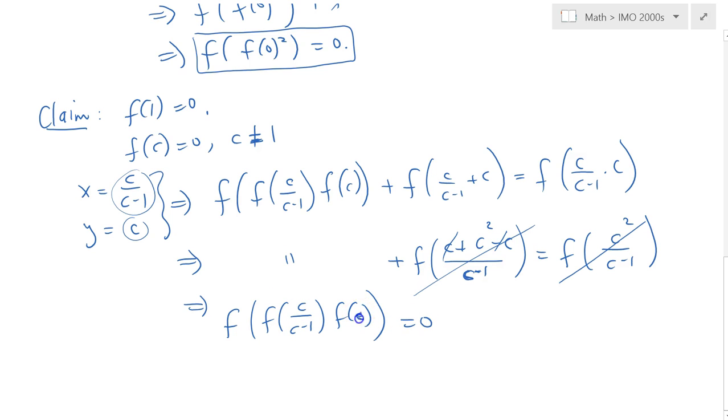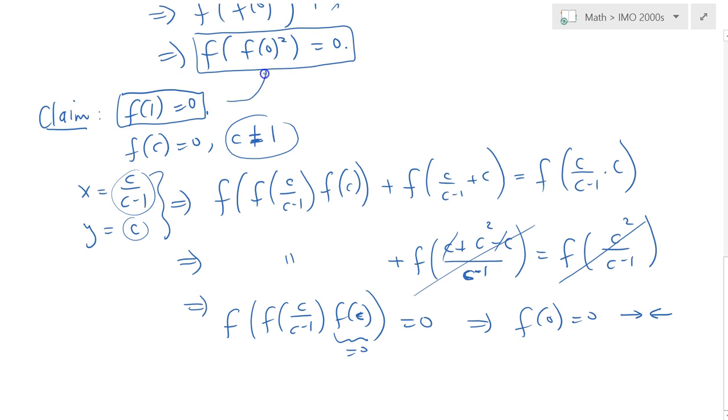But recall that f of c was just 0, right? So that was just a 0. So that would finally lead to 0 times something, which is of course 0. That would lead to f of 0 equals 0, which is obviously a contradiction. So we assumed something to the contrary, and then we found a contradiction. Therefore our claim is established, and f of 1 is in fact equal to 0.